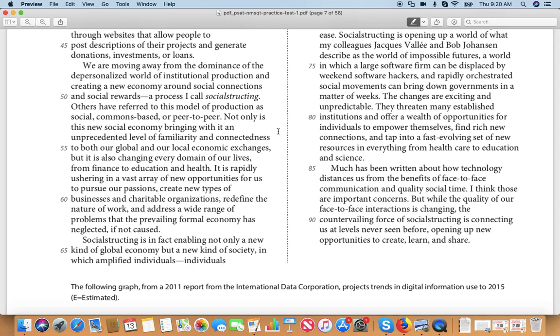Okay. All right, take it from line 57. It is rapidly ushering in a vast array of new opportunities for us to pursue our passions. Okay, I'm going to stop you real quick. So it's rapidly ushering in. What does that mean, ushering in?